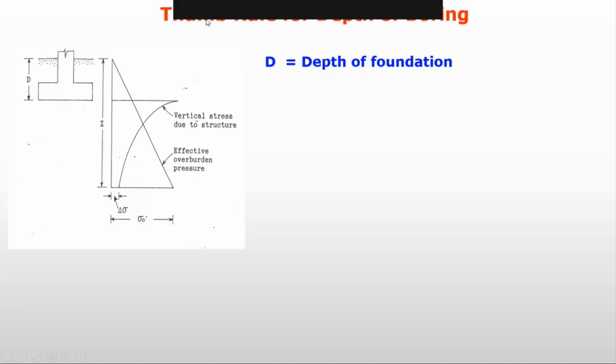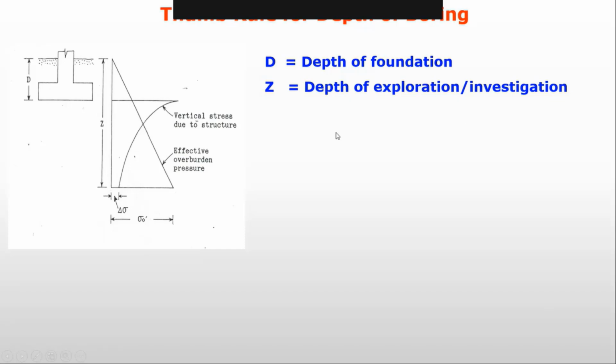This is the thumb rule for depth of boring. So this is the depth of the foundation. D is the depth of foundation, and I consider Z as the depth of exploration. So how is it a thumb rule, just to find out how I should decide what should be the Z.